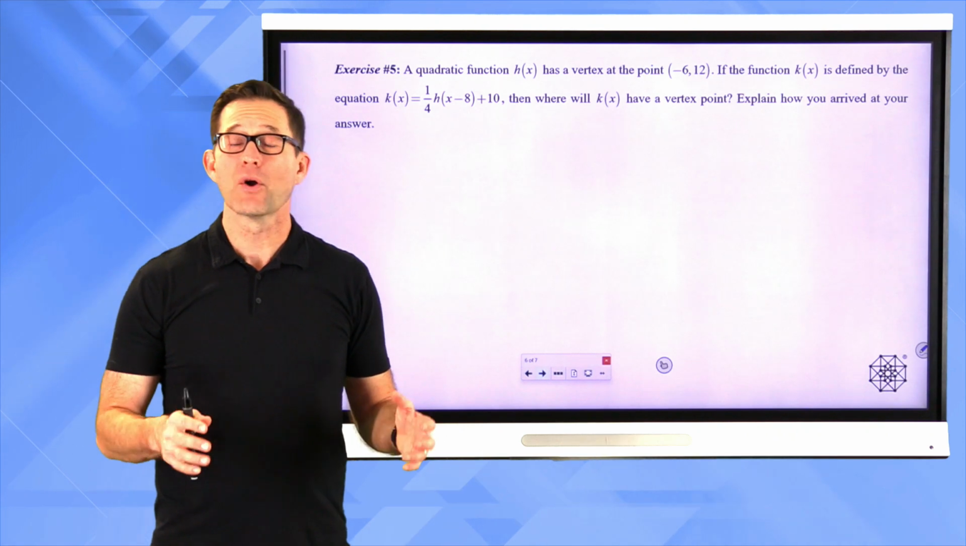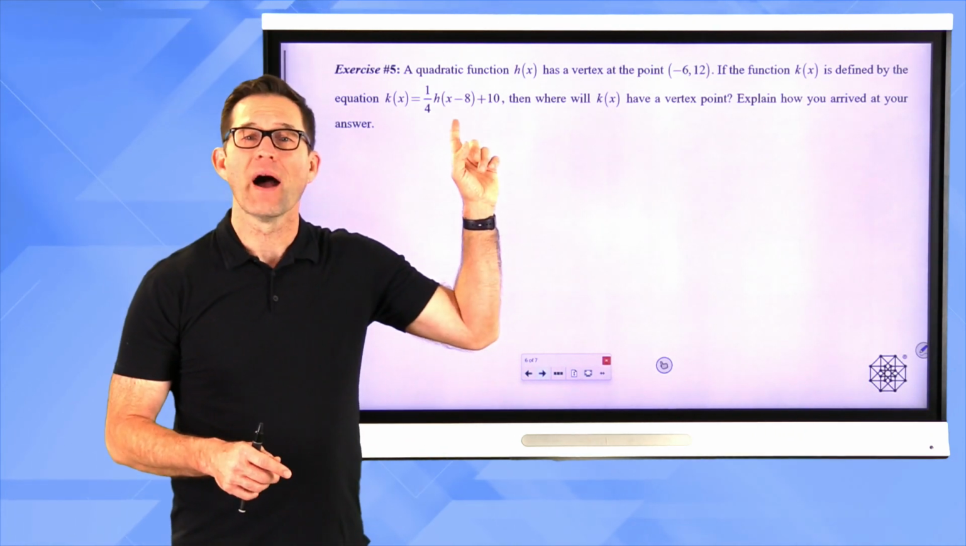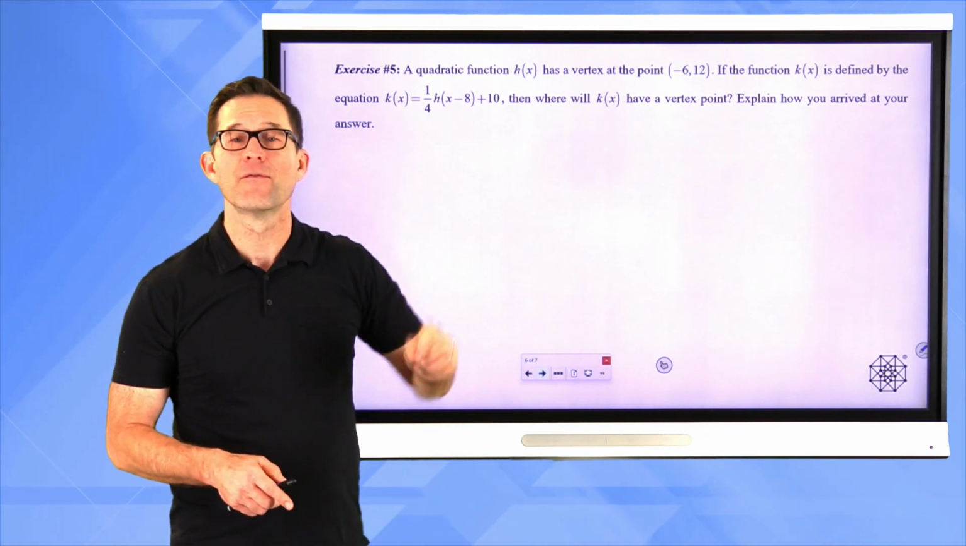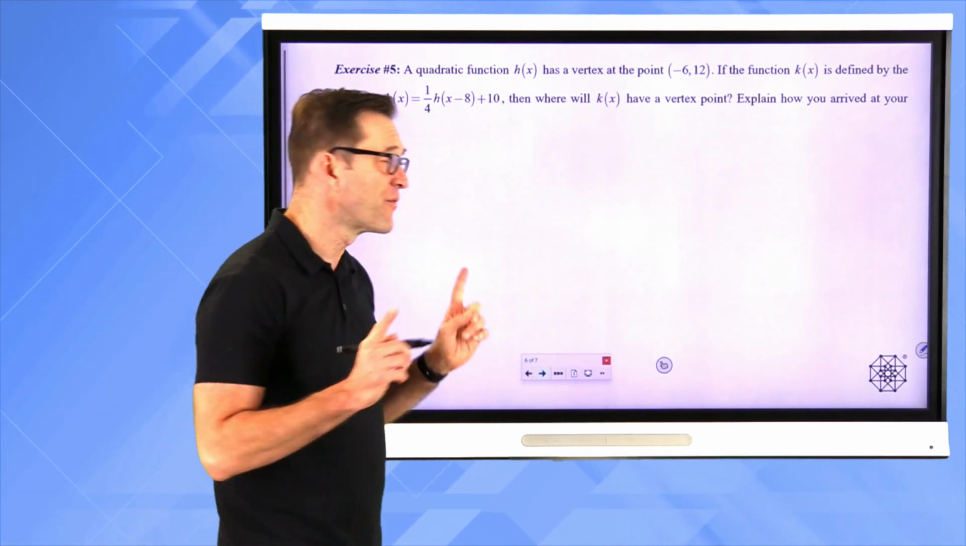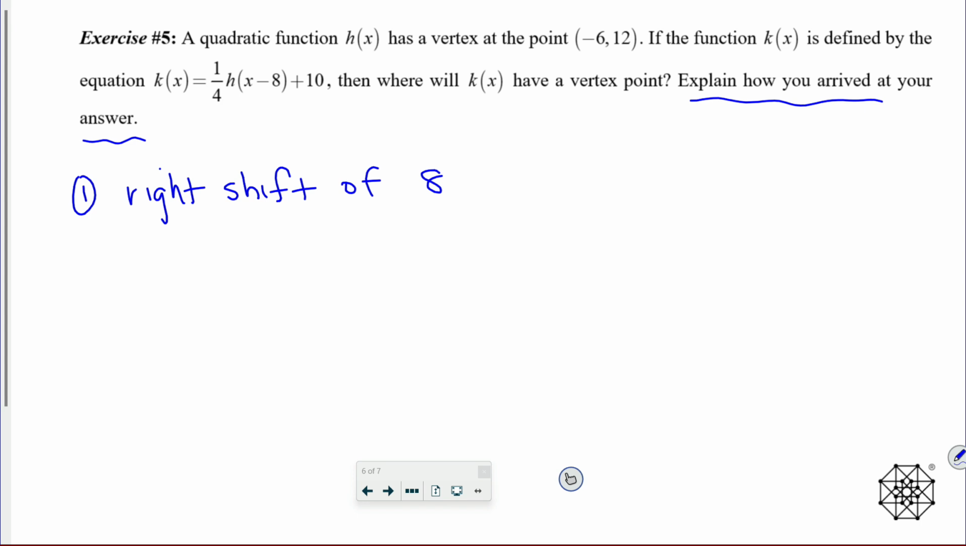All right, well, I'm going to really work sort of my order of operations. So when I look at this definition, I see that I'm subtracting 8 from the x to begin. So the first thing I know that's going to happen, and this is really kind of going at explain how you arrived at your answer, we're going to kind of do that and then we're going to get our answer. So the first thing I notice is that I have a right shift of 8 units.